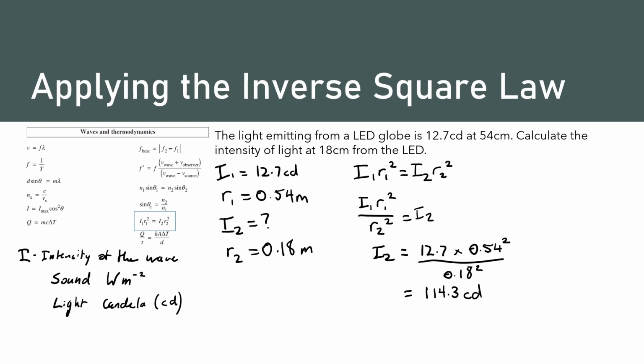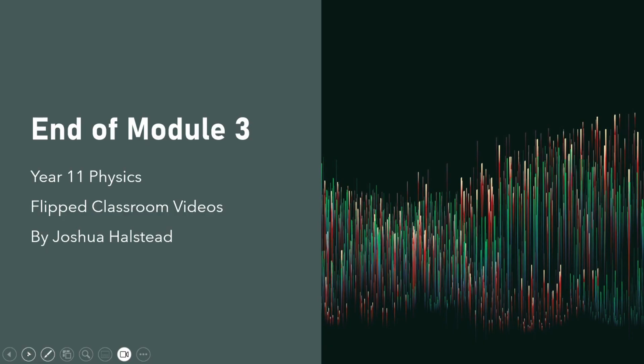Really, we should be giving this answer to two significant figures given the data that we were provided. The best answer here would be 110 candela. And with that practice question, we have come to the end of module 3. Our final module for the Year 11 component of the course is going to be on electricity and magnetism.